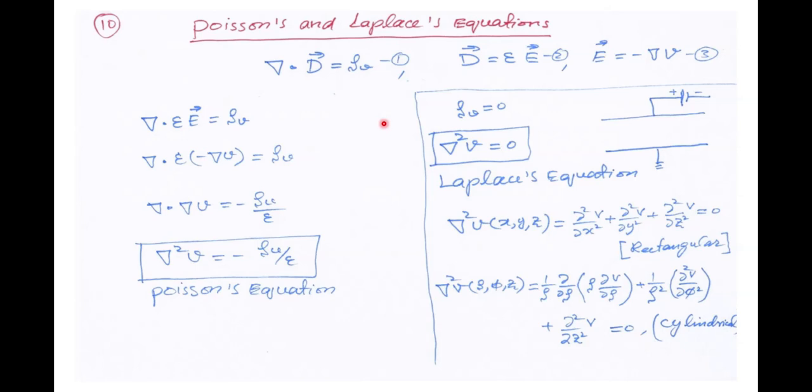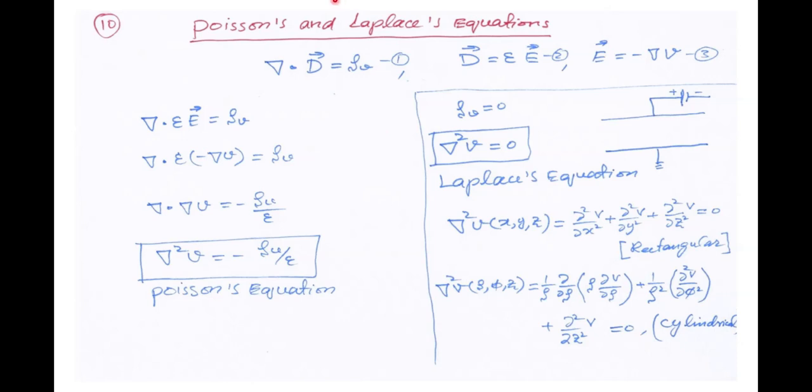Now let us discuss what Poisson's and Laplace equations are, and how to use these analytical second order differential equations to determine the capacitance between conducting plates.